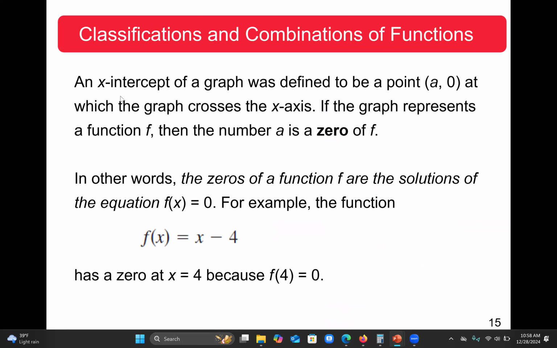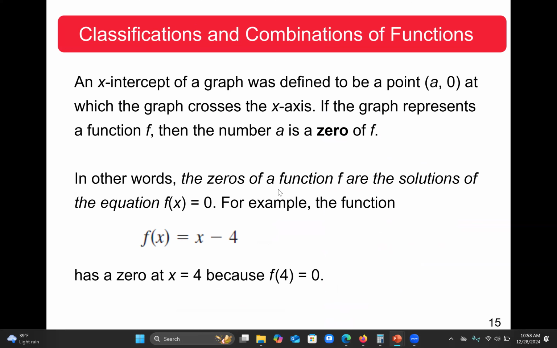So an x-intercept of a graph was defined to be a point where x can be any value, but y is 0. And also we saw the opposite. Y-intercept means when x is 0, what's the value of y? So x-intercept means when y is 0, what is the value of x?